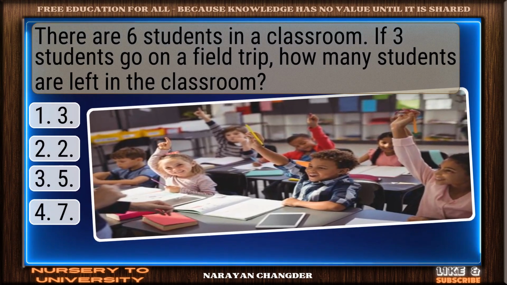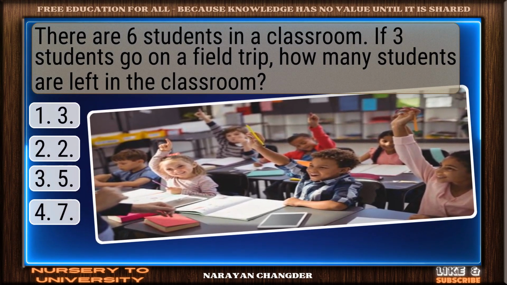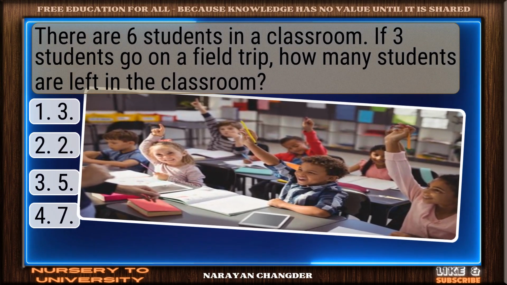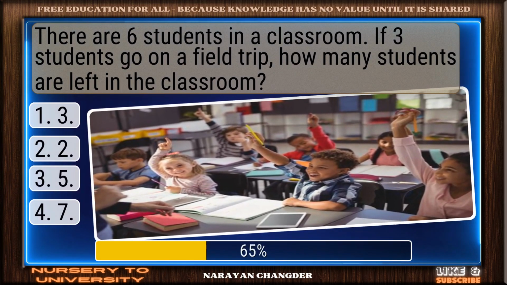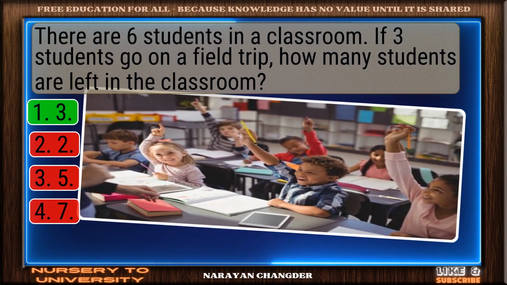There are 6 students in a classroom. If 3 students go on a field trip, how many students are left in the classroom? On track. 3 is the correct answer.